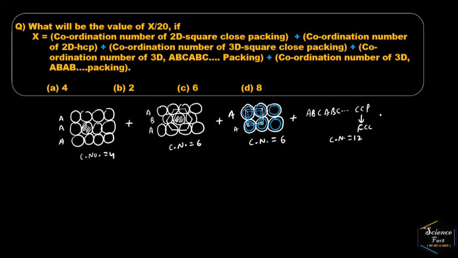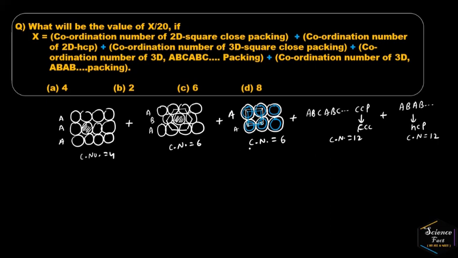Plus the coordination number of 3D AB type packing, which creates an HCP lattice in 3D. Remember that. AB layer repetition will create an HCP lattice, and in this case the coordination number will be 12.